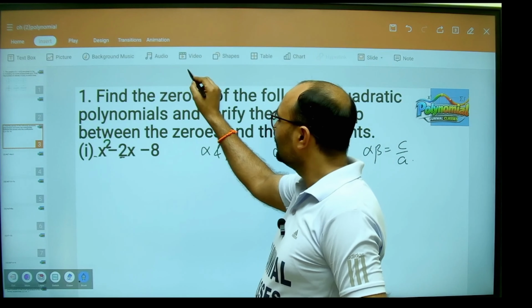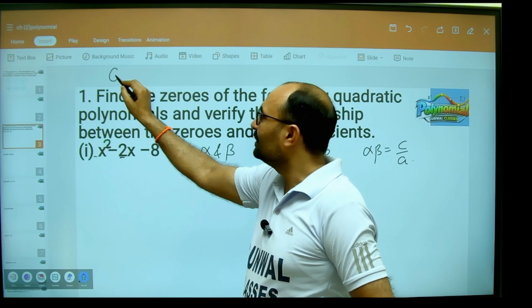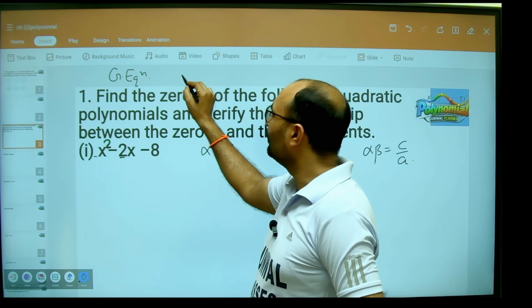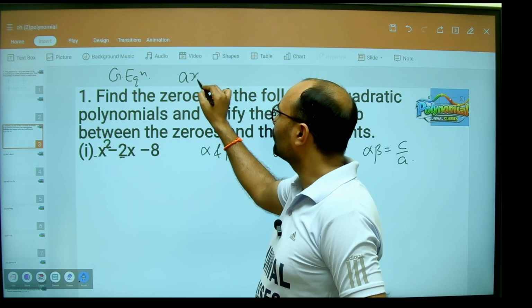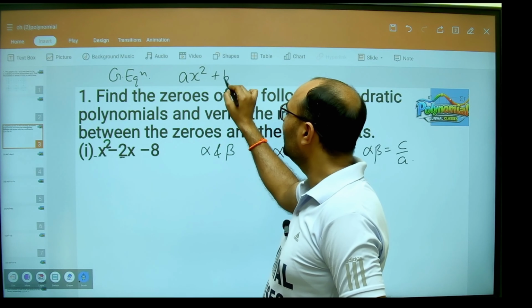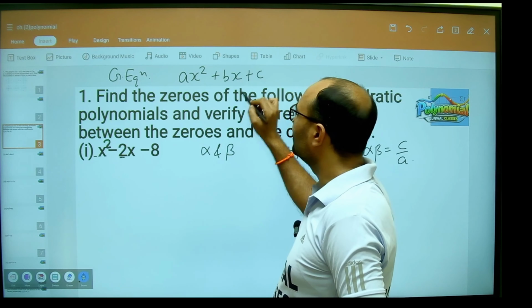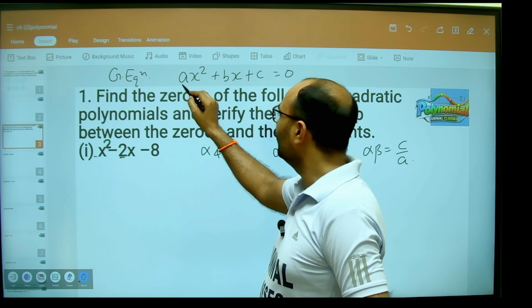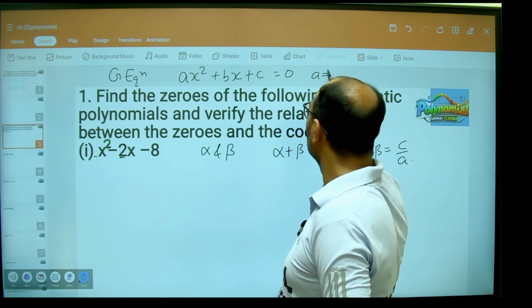For example, the general equation of a quadratic polynomial is a x square plus b x plus c equal to 0, where a is not equal to 0.